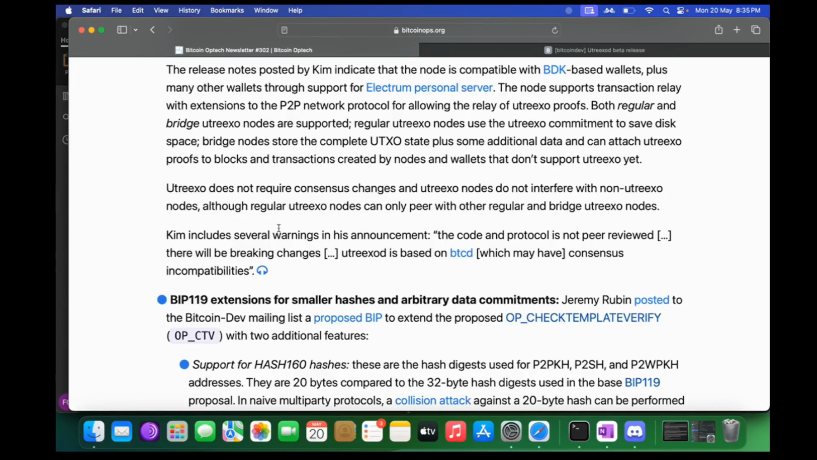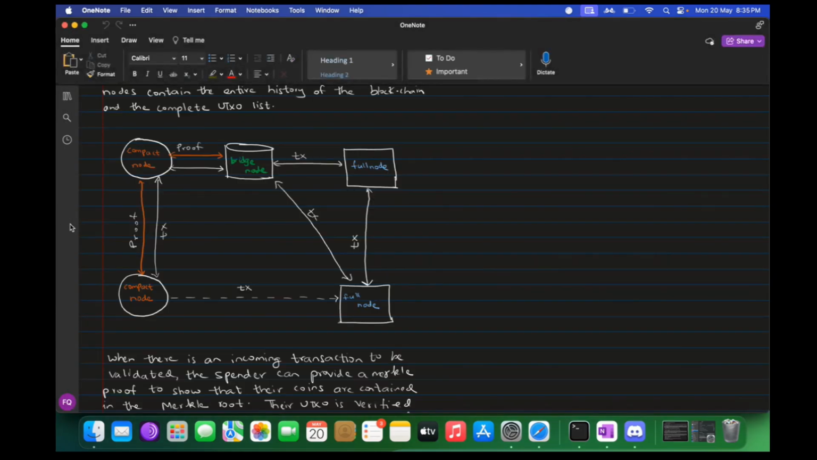Is there any criticism of UTreeXO, because it feels like a really good innovation? Is there any good reason to not use it? I cannot validate this information. I have heard a few people say that it increases your reliance on bridge nodes. You have to trust the bridge nodes, okay?